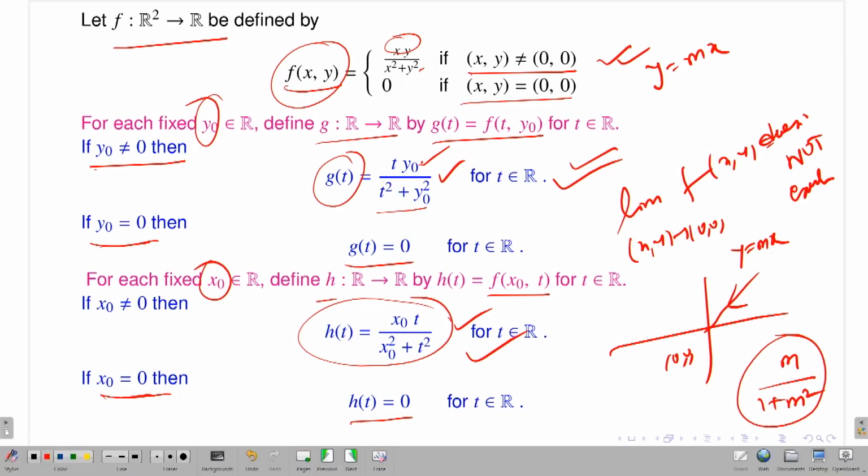Since the limit does not exist, the function is not continuous. So this example says that the function f from R2 to R is not a continuous function at the point 0. However, the functions I have introduced, g and h, they are continuous functions. Okay, so that's what I have written.